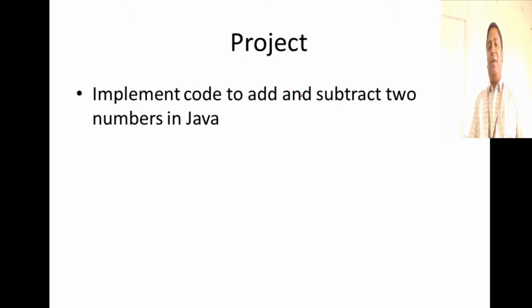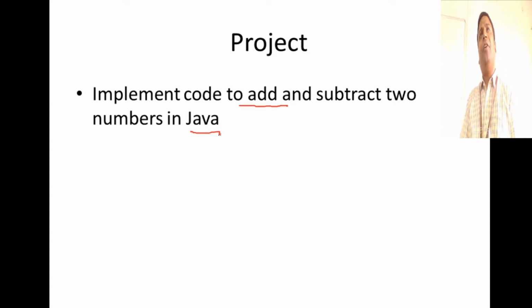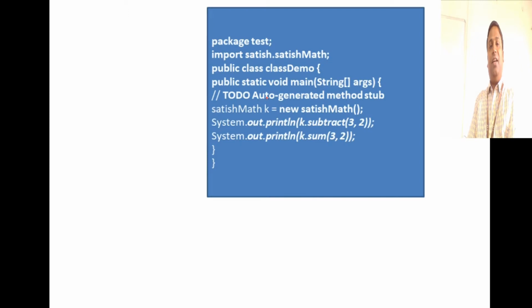Let me take an example here. Implement code to add and subtract two numbers in Java. The user should be given the flexibility of adding two numbers and subtracting two numbers using your code. Very simple example I have taken here, and you can go ahead and implement this in Java. Let us consider this to be the code I have written, and this code uses a package SatishMath. This package contains the class which has the methods for subtracting and addition. So I am going to import this package and call these methods.